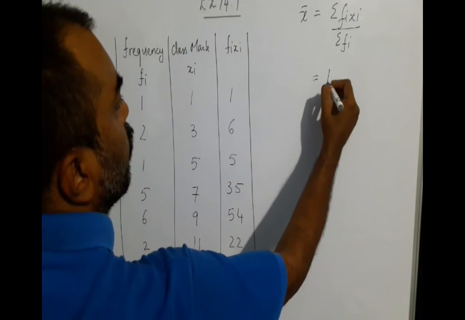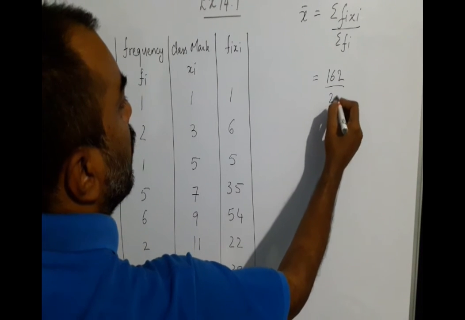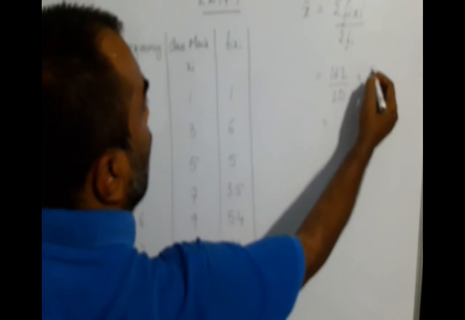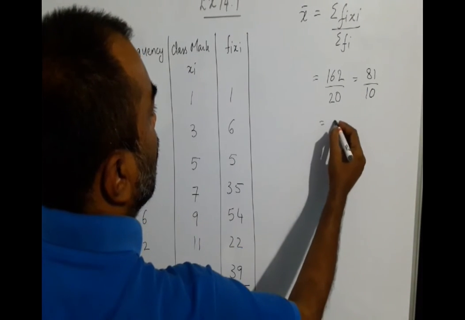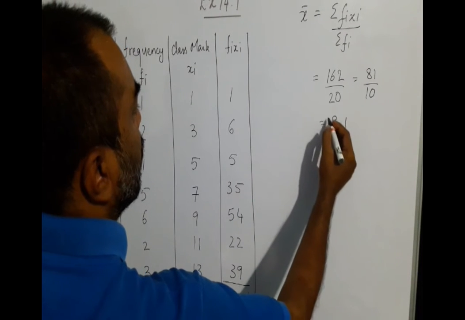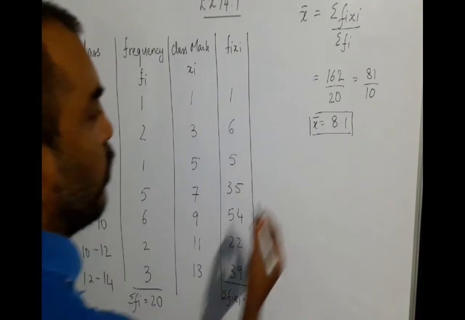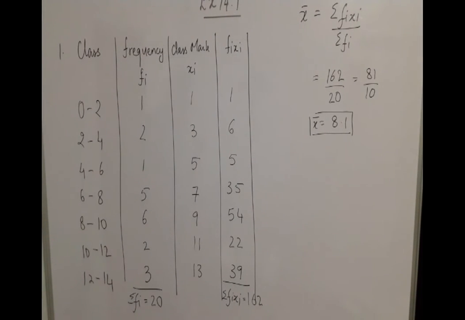Your mean is 162 upon 20. Yes, divide this by 2. So it will be 81 upon 10 and the answer is 8.1. Okay, the answer is 8.1. The x bar is 8.1. So what will you write now? What will you write as the answer? What is the question asked? Find the number of plants per house. So the number of plants per house, or the mean, is 8.1.